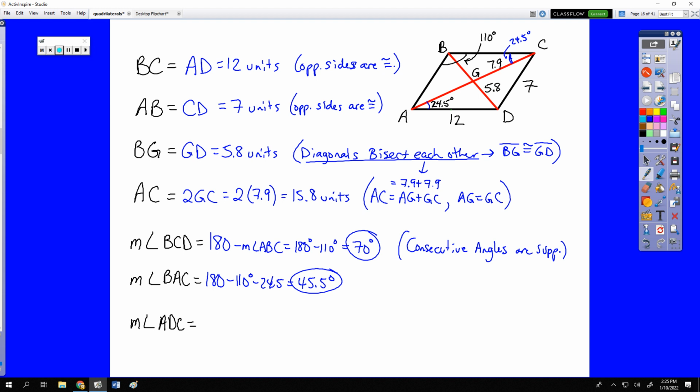And last but not least, angle ADC, well, that has to equal the measure of angle ABC, which is given in the problem as being 110 degrees. So lots of different ways, lots of different approaches, lots of different possibilities for the problem setups. Make sure you take your time and you recognize which property you're using in each parallelogram.